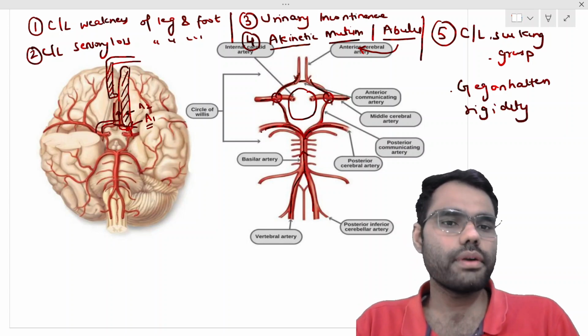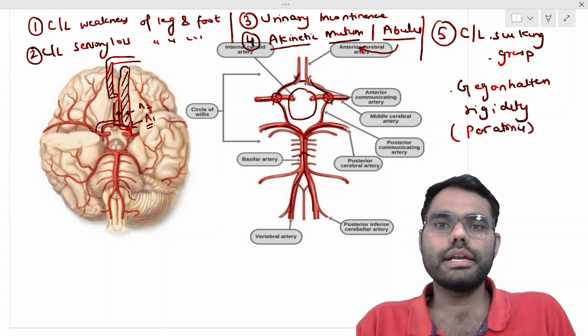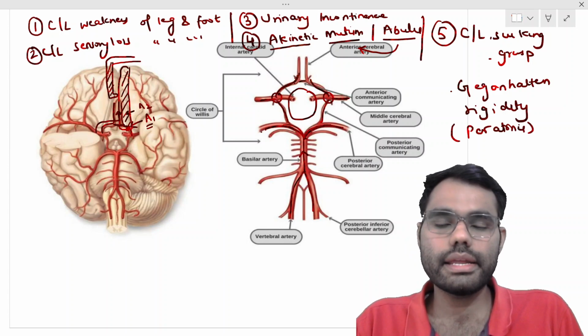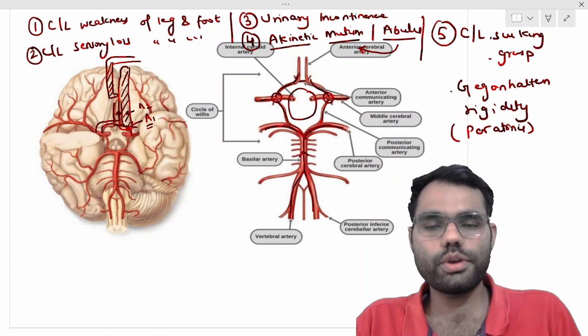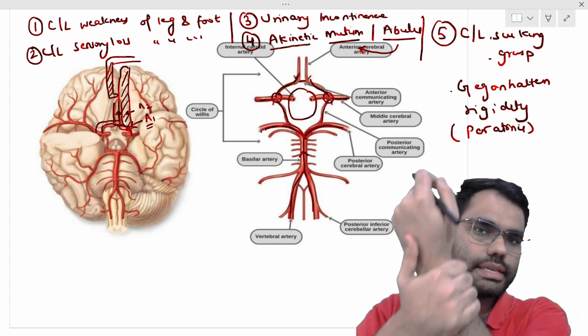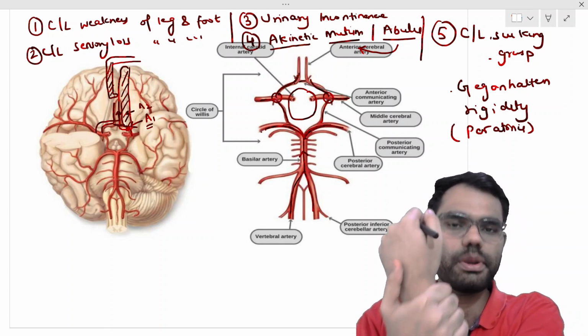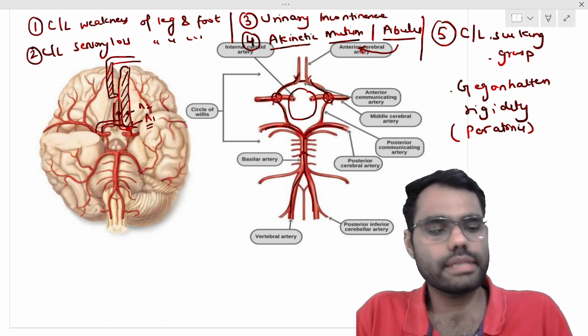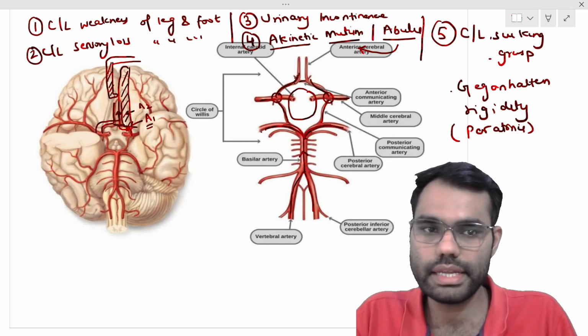So what is this Gegenhalten rigidity? It is a paratonia. That is, the tone of the muscles is increased and it is proportional to the amount of resistance that the examiner applies. So if I try to pull the patient's hand like this, the patient would apply the same amount of resistance as I am applying and prevent this movement. So this is known as Gegenhalten rigidity. It will affect both the flexors and extensors equally, right?